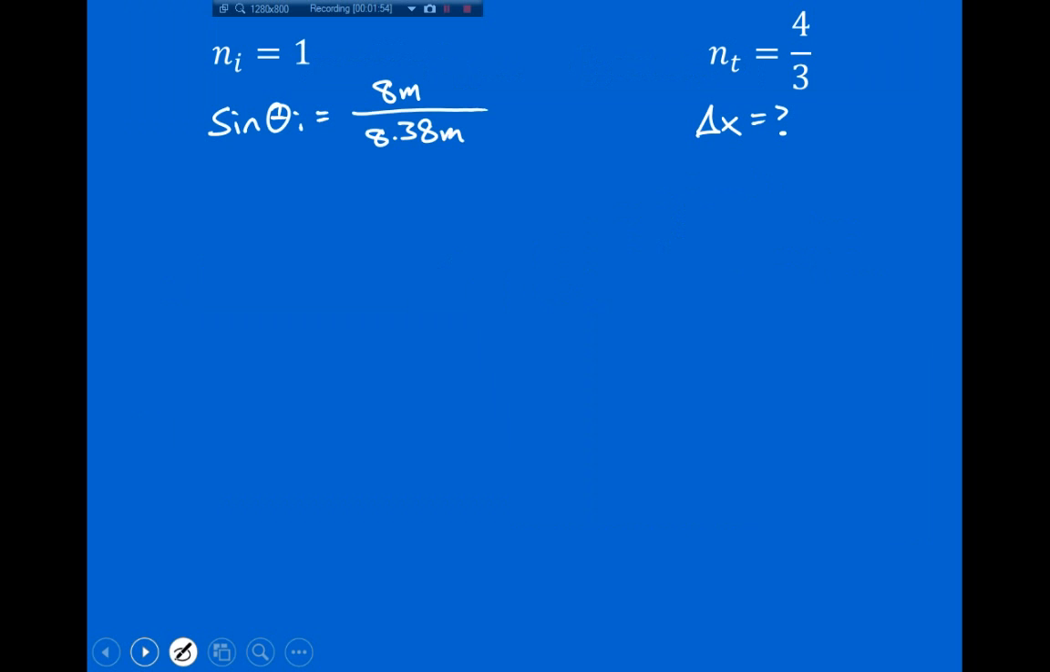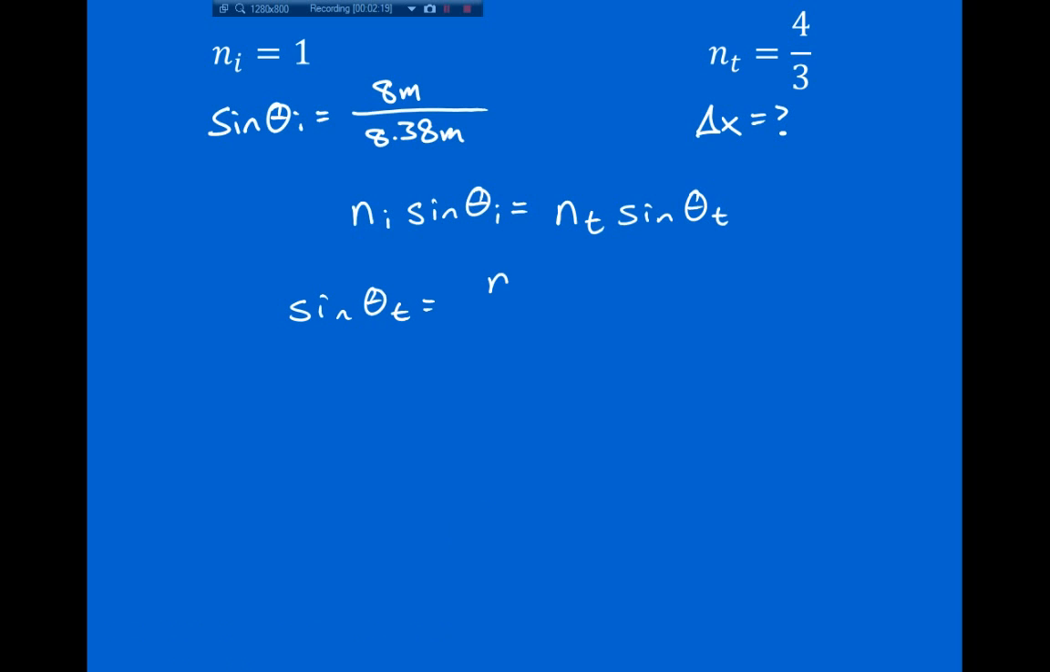And to find the transmitted angle, I'm going to use Snell's law. So Snell's law tells me that the index of refraction for my initial material times the sine of the angle of incidence is equal to the index of refraction for the transmitted material times the sine of the transmitted angle. So I can rearrange this to solve for the sine of my transmitted angle. So this will be equal to the index of refraction of the initial material times the sine of the angle of incidence divided by the index of refraction for the transmitted material.